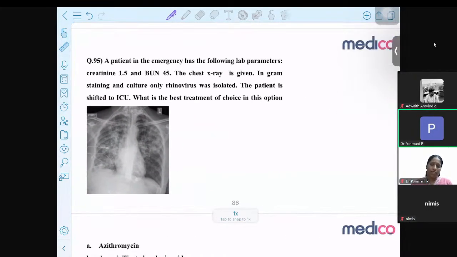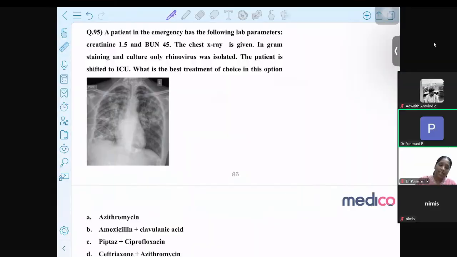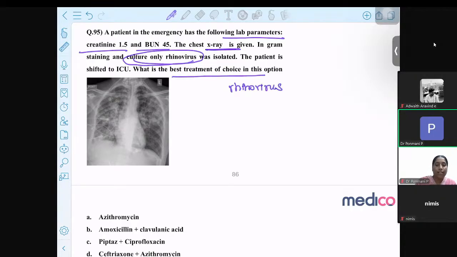Now coming to our next question. A patient in emergency has the following lab parameters: creatinine of 1.5 and BUN of 45. The chest X-ray is shown and culture only rhinovirus is isolated. What is the best treatment of choice in this patient? Since only rhinovirus is isolated, don't consider that there is no bacterial infection. There are chances, because the chest X-ray is showing signs of pneumonia, if you can see.